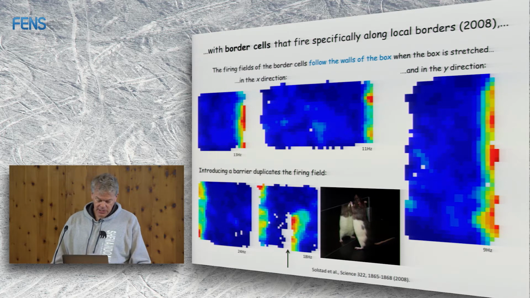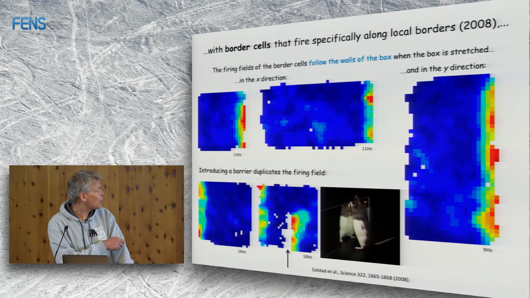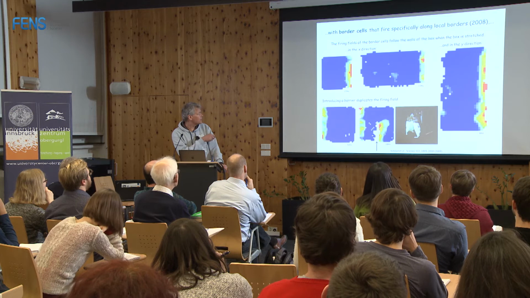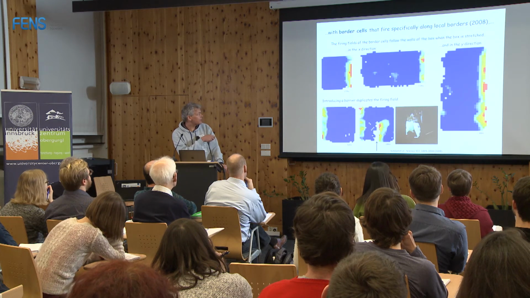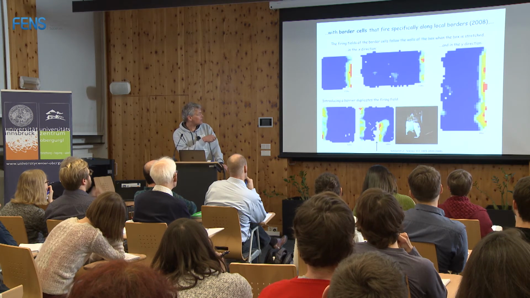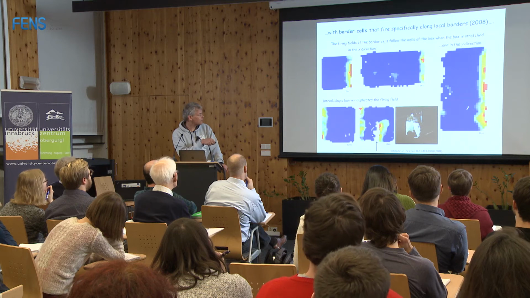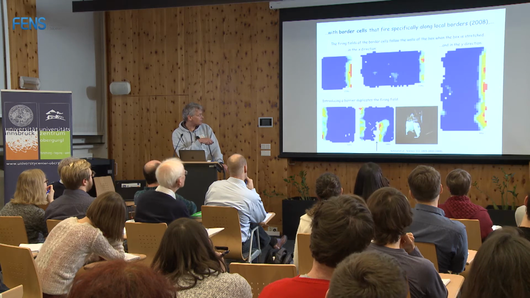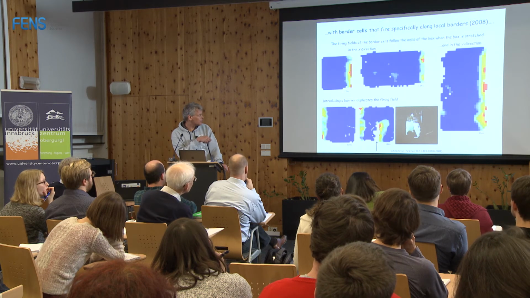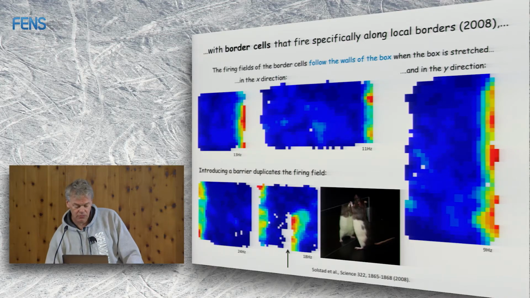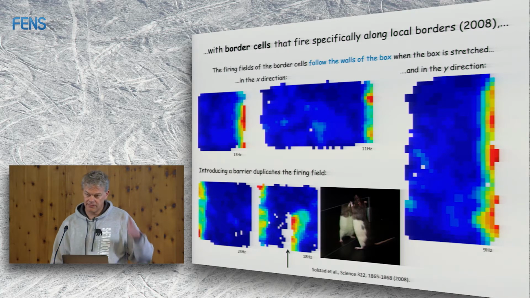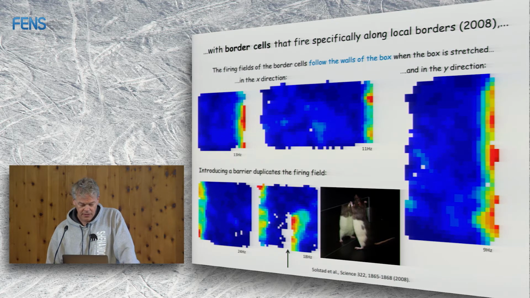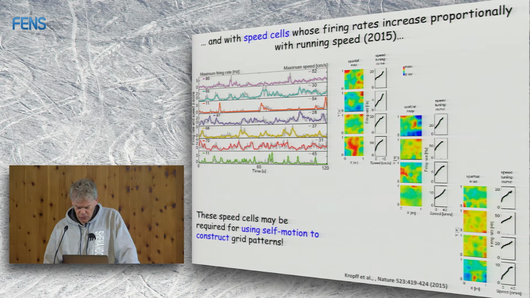In addition, there are border cells. You also heard about those that fire specifically along borders of the local environment. So again, this is a box seen from above. Firing rate is color-coded here, and you see that this particular cell fires only on the right side here, regardless of how much you stretch the box either this way or that way. And in a different environment, it chooses the left side here, and you can even add a wall, and it fires on the corresponding side to that wall too. But always only along the walls, almost not seen any cell that actually has a field that is displaced from the wall.